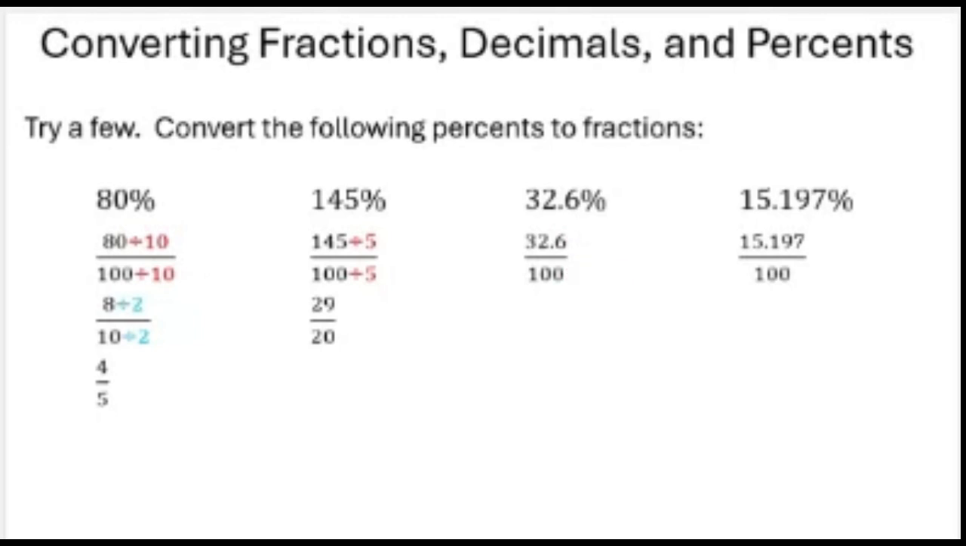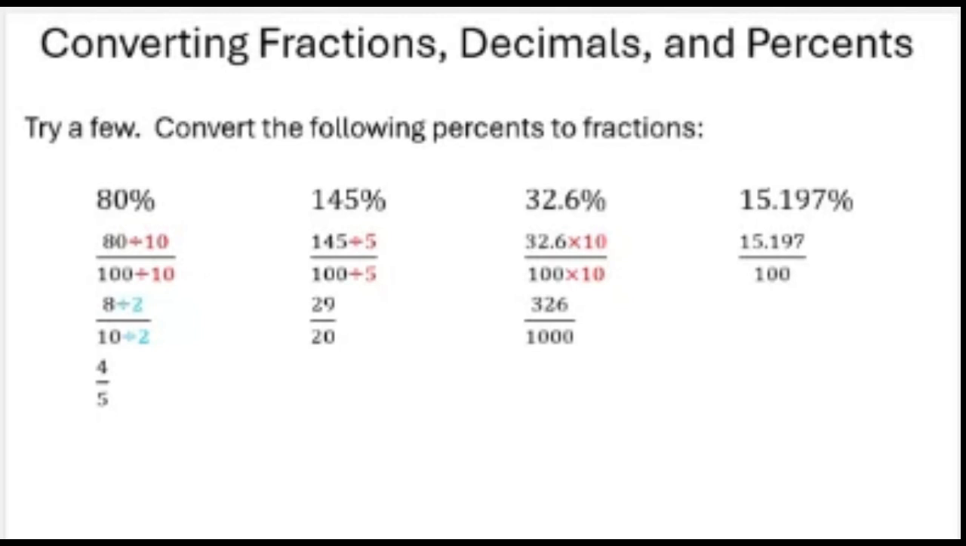This one here, 32.6 over 100. So that decimal does not work. When we say go to a fraction, we do not mean a fraction that has a decimal in it. Are we going to make that go away? Well, if we multiply top and bottom by 10, which we know we're allowed to do, what that will do is turn that decimal into 326, and the bottom will be 1,000.